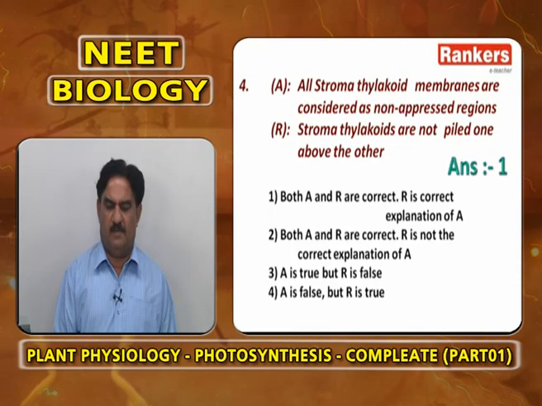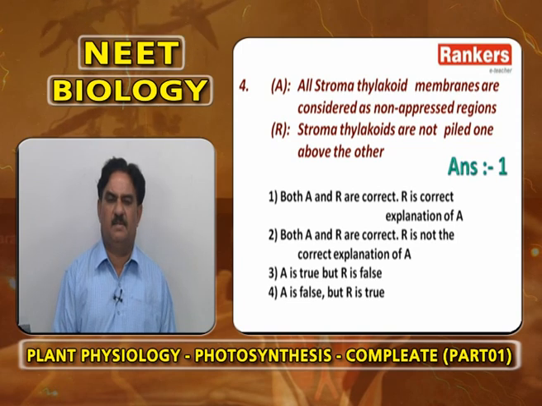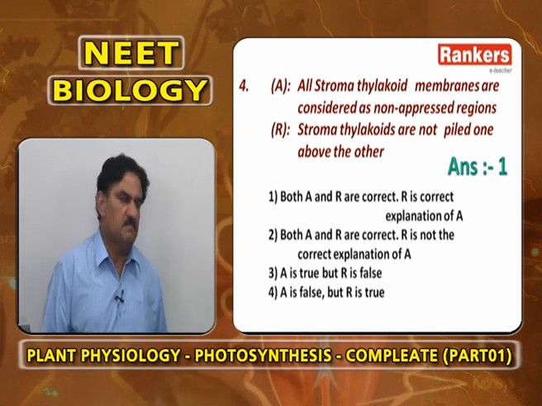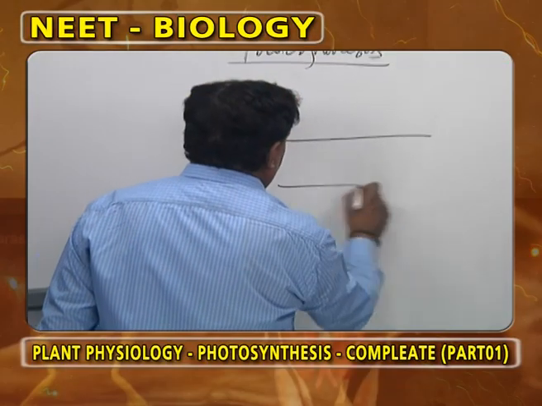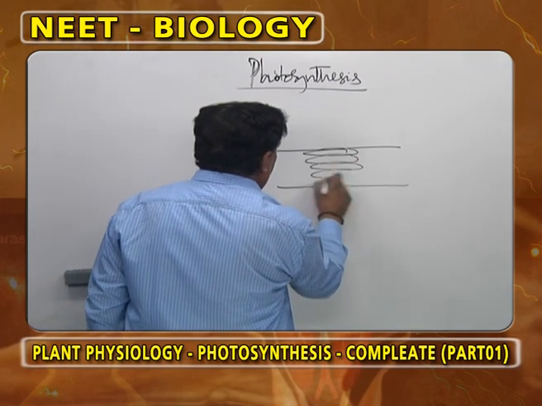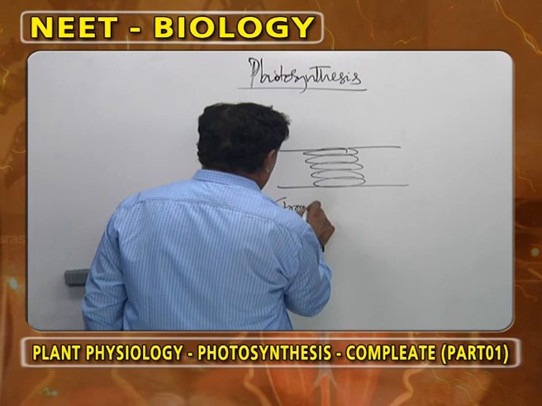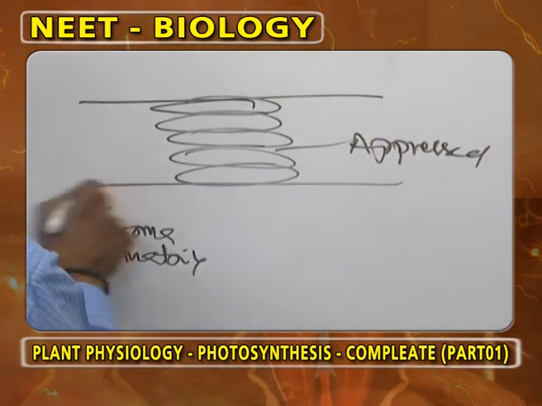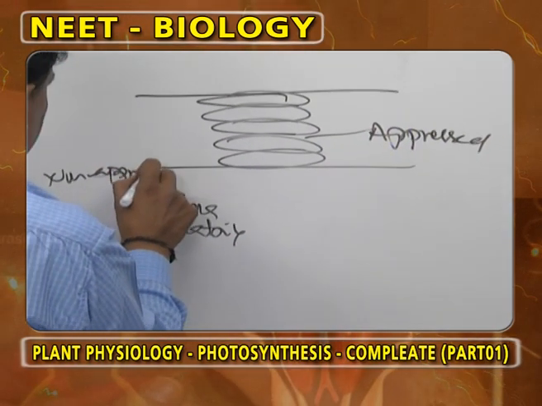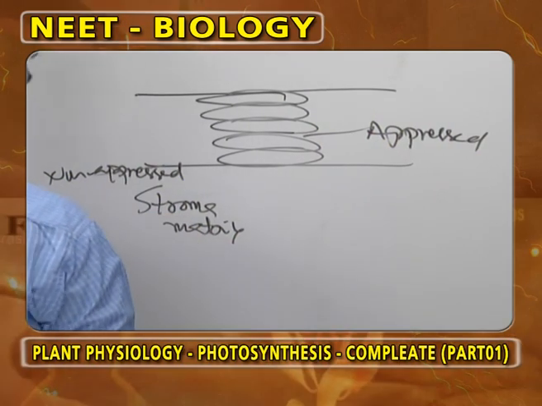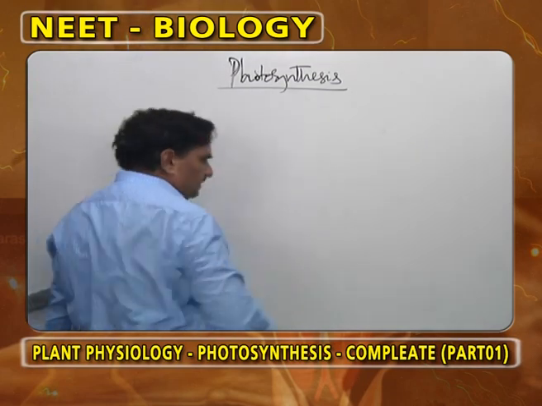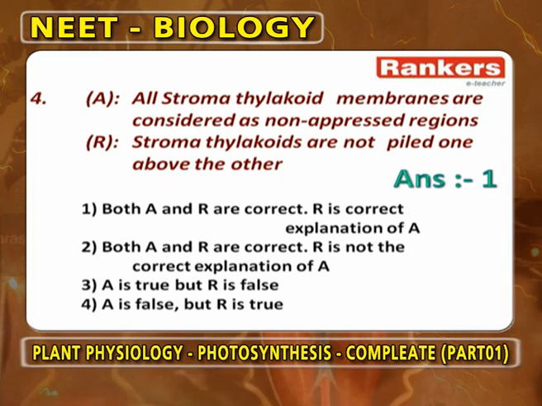Stroma thylakoids are not piled one above the other, or only at some points they are piled, and that portion is called grana thylakoid. So, what is a stroma thylakoid? This is stroma thylakoid, and these are piles of thylakoids. This is the stroma matrix. This is the appressed region, and this is the non-appressed region. Exposed to the stroma matrix is non-appressed, not exposed is appressed region. So, all stroma thylakoid membranes considered as non-appressed regions, correct.